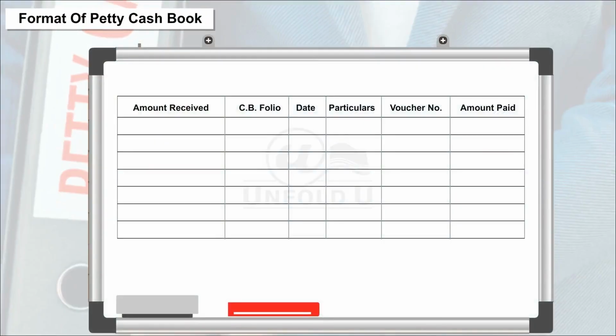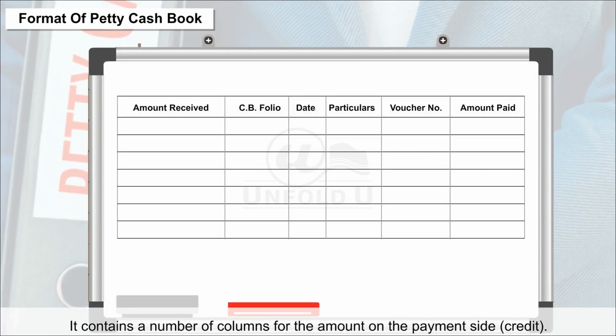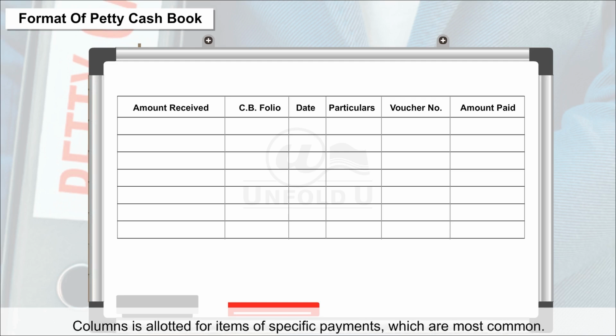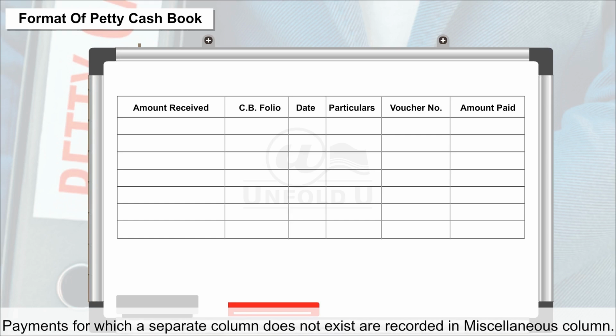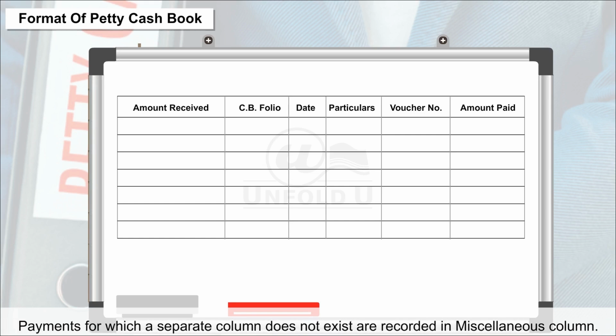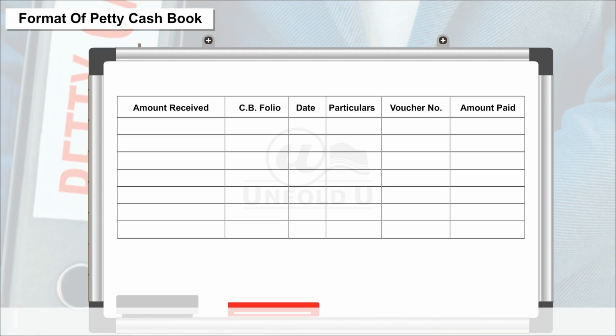Format of Petty Cash Book. It contains a number of columns for the amount on the payment side, that is credit. Each of the amount columns is allotted for items of specific payments, which are most common. The last amount column is miscellaneous, followed by remarks column. Payments for which a separate column does not exist are recorded in miscellaneous column. In the remarks, the nature of payment is recorded.